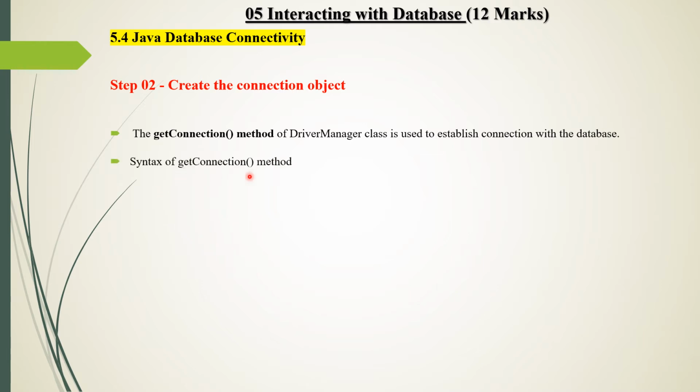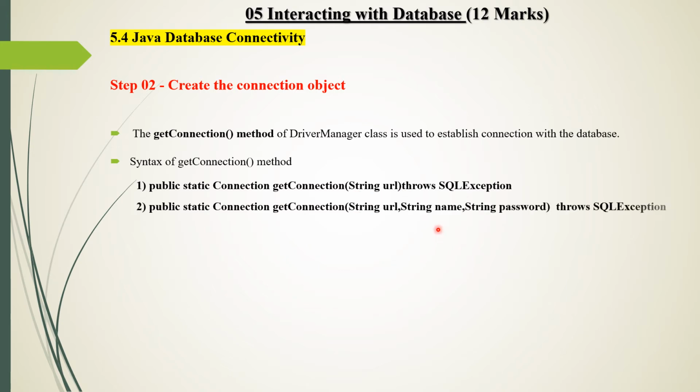Then the syntax of the getConnection method is displayed like this: public static Connection getConnection, in brackets String url, which may throw the SQLException. And the second syntax is public static Connection getConnection, which has 3 parameters: String url, String name, and String password, which may also throw the SQLException. So we can use either one of these syntaxes to create the connection object.